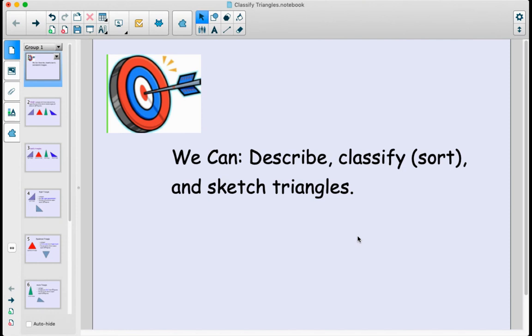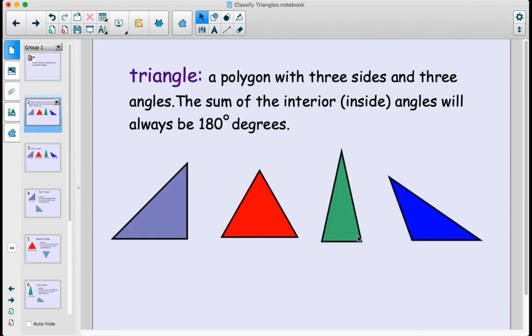Hello, mathematicians. Let's begin our lesson today by reading our we can statement together. Read it with me. We can describe, classify, which means sort, and sketch triangles. A triangle is a polygon with 3 sides and 3 angles.